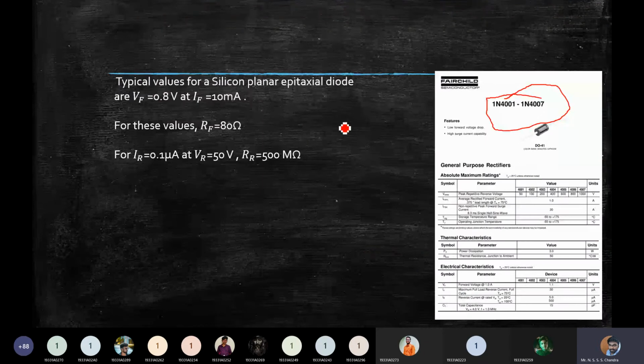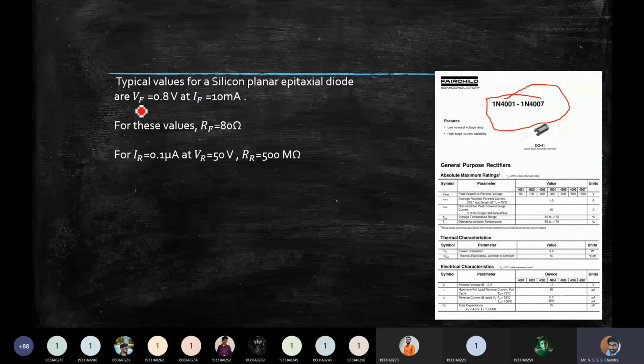So we are taking typical values. These values are given in your textbook, just as example values, so they may not be the same as those in your data sheet. Do not worry about that. Depending upon the diode number you are using, these values might be different, and you might get different resistance values. The typical value of a silicon planar epitaxial diode, which is one specific type of diode.